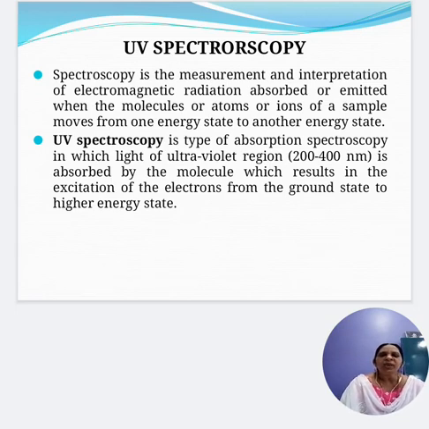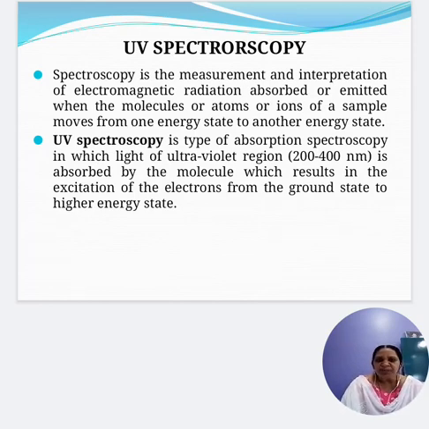We have UV spectroscopy. UV spectroscopy is a type of absorption spectroscopy in which light of the ultraviolet region, that is from 200 to 400 nanometer, is absorbed by the molecules, which results in excitation of the electrons from the ground state to a higher energy state.